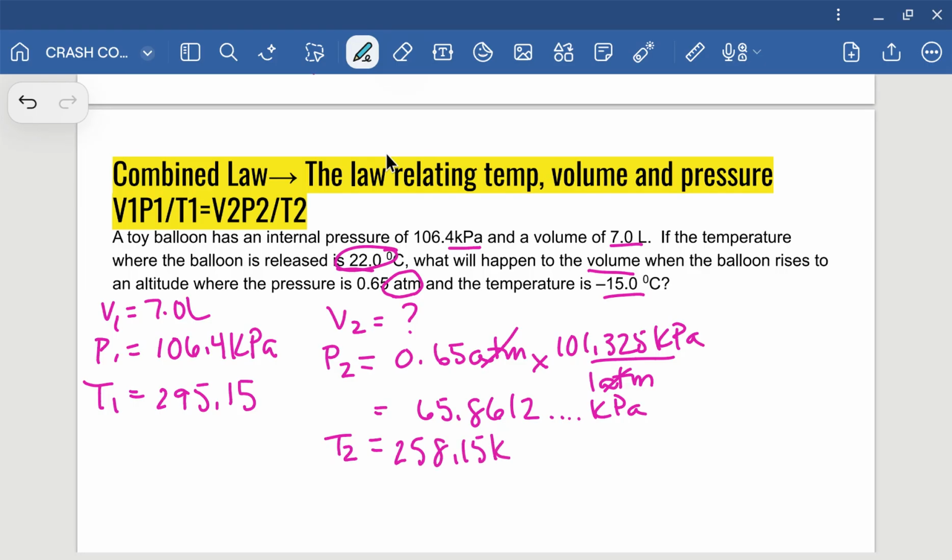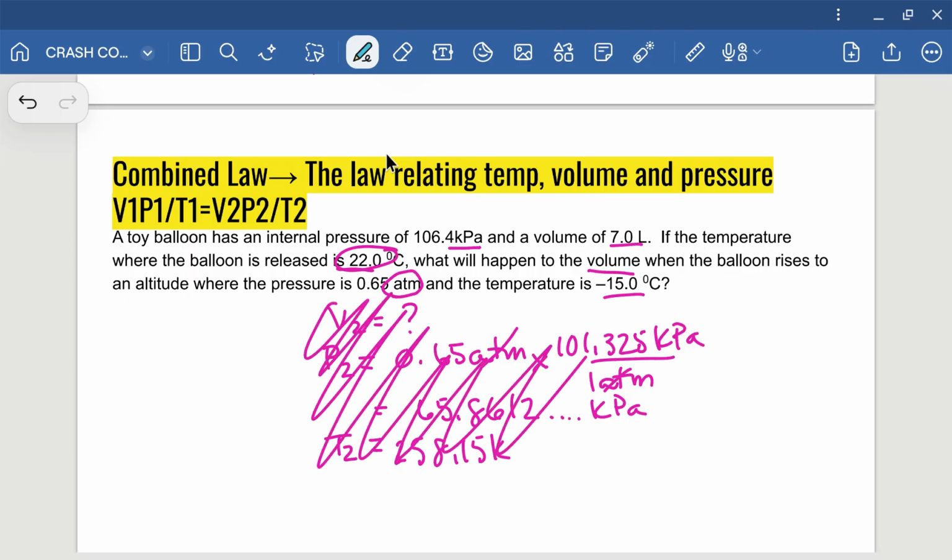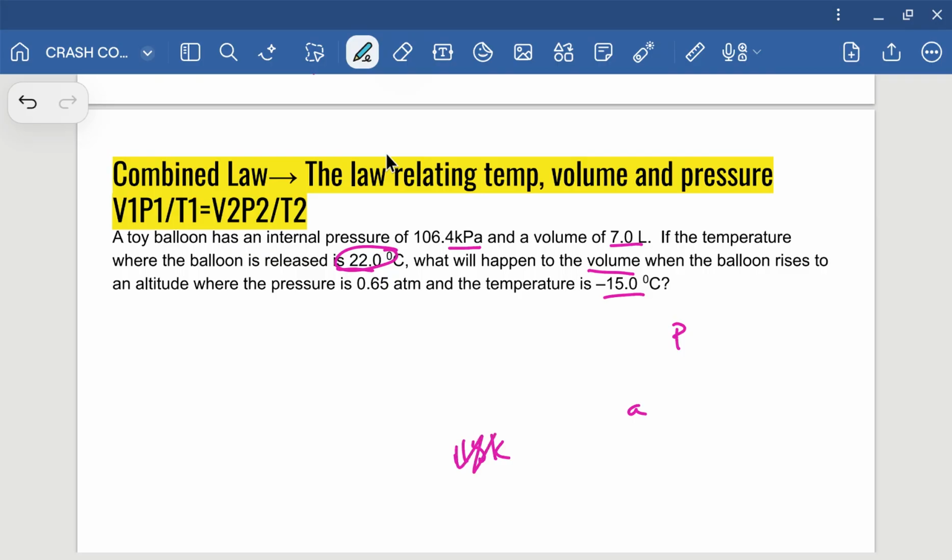258.15 Kelvin. So now that we have all this, we want to go ahead and fill it into our formula. So I'm just going to erase this side over here, and start plugging values in. And actually, I might have to just erase all of it to have enough room.